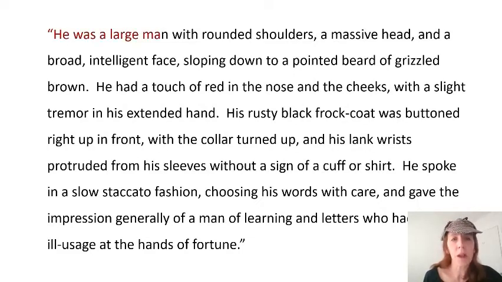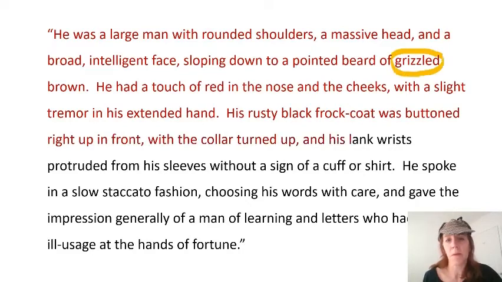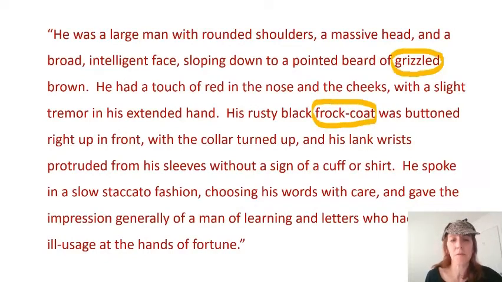It says, he was a large man with rounded shoulders, a massive head and a broad, intelligent face, sloping down to a pointed beard of grizzled brown. I wonder what grizzled means. He had a touch of red in the nose and the cheeks, with a slight tremor in his extended hand. His rusty black frock coat, can't quite picture a frock coat, what that might be, was buttoned right up in front, with the collar turned up, and his lank wrists protruded from his sleeves without the sign of a cuff or shirt.